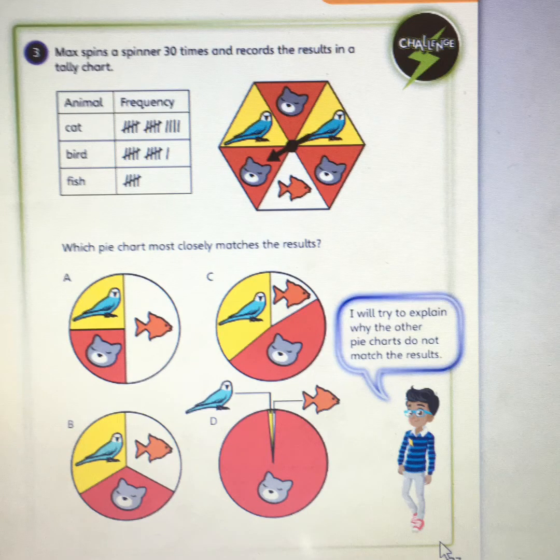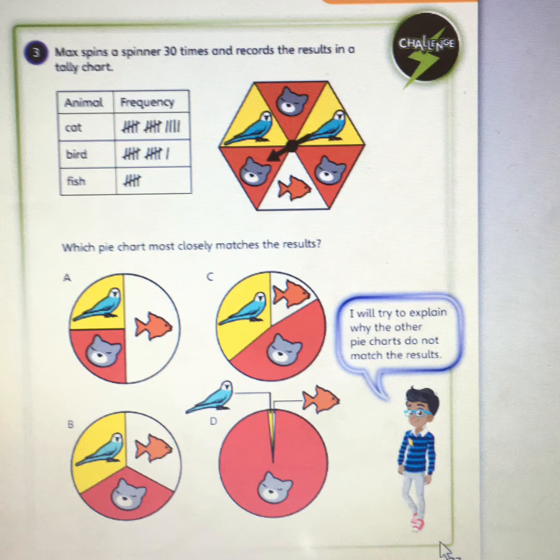Okay then, we don't always do the challenge, but I think today we can definitely have a go at it. So Max spins a spinner, which you can see on the right hand side, 30 times and records the results in a tally chart, which you can see on the left hand side. So how many times did he get a cat? That would be 14. How many times did he get the bird? That would be 11. And how many times did he get the fish? 5. So look at the bottom then. Which pie chart most closely matches the results? So is it A, B, C, or D? And I want you to try and explain why it wouldn't be the other ones.